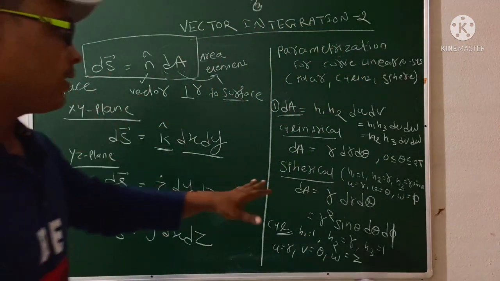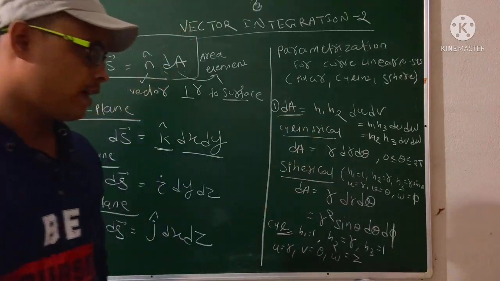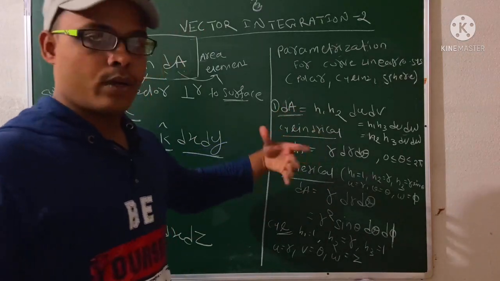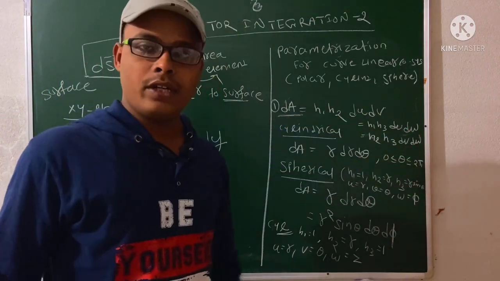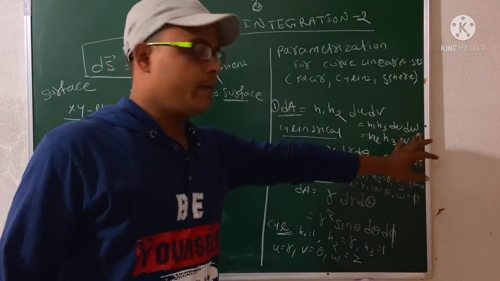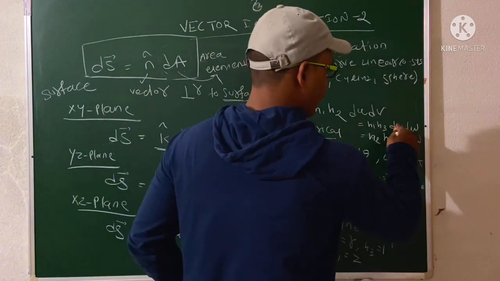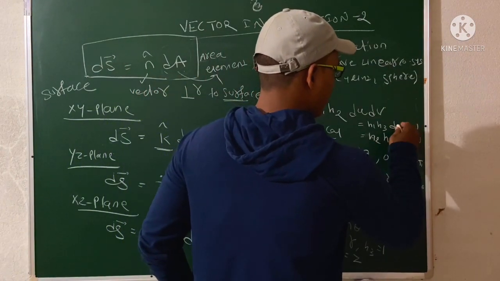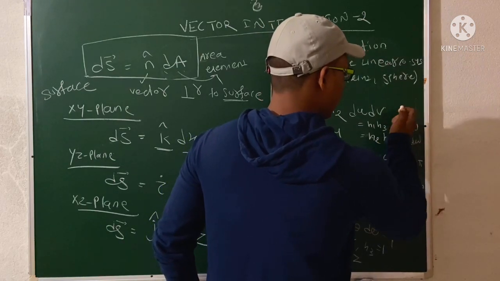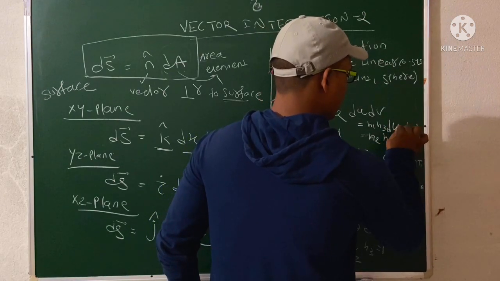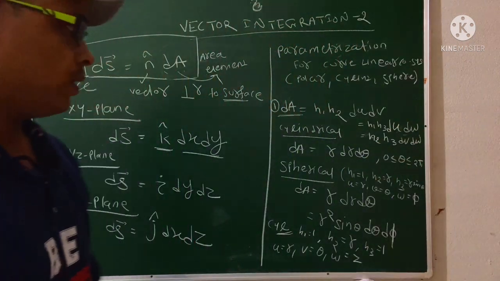So this is the cylindrical case, this is the spherical case, and the main formula is dA equals h1 h2 du dv, or h1 h3 du dw, or h2 h3 dv dw. So this is the area element.